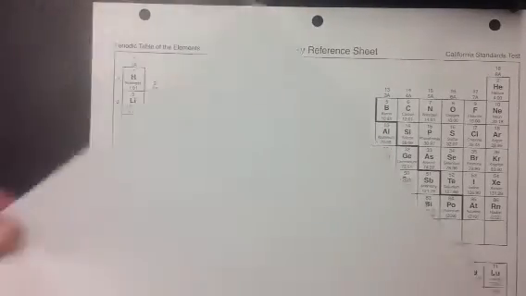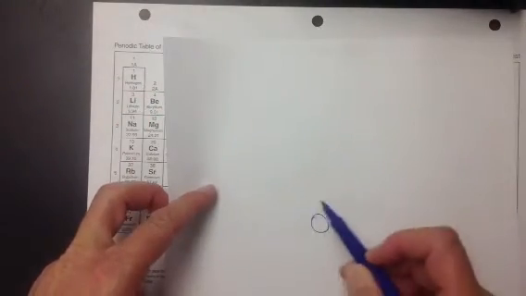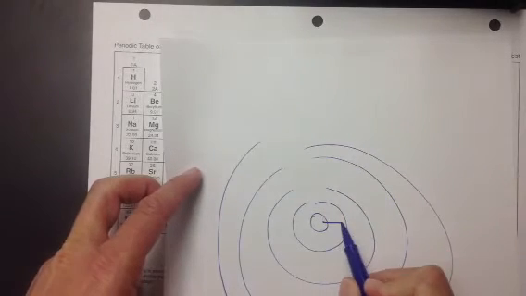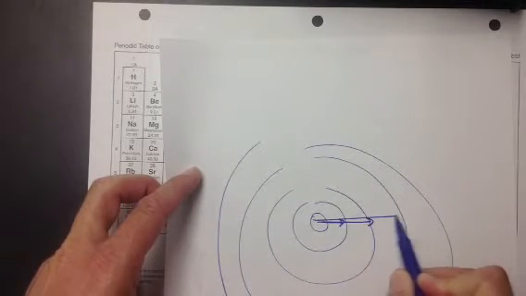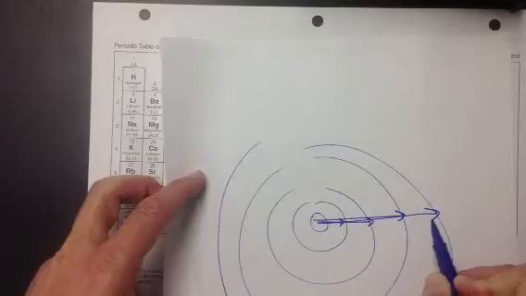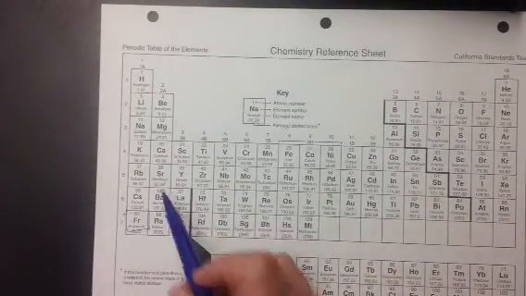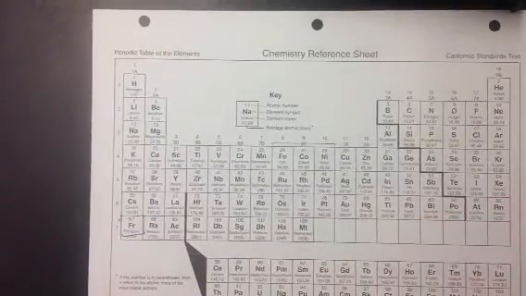Okay? So the trend for atomic radius is really simple as you move down the periodic table, because again, as we move down the periodic table, we're getting more and more energy levels. So obviously as we move down the periodic table, our atomic radius is getting bigger. Okay, so our biggest element is going to be down here at francium.